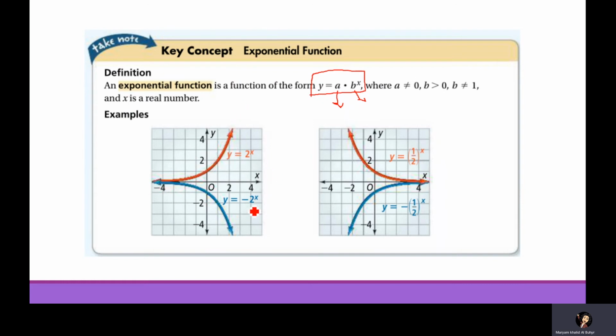While if you have a negative and this number b is greater than 1 again, you reflect your graph around the x-axis like this. While if b is less than 1, I mean it's a fraction like this, the direction of the exponential function will be like this. Now, if you have a number less than 1 and there is a negative, that means you reflect it again over the x-axis.